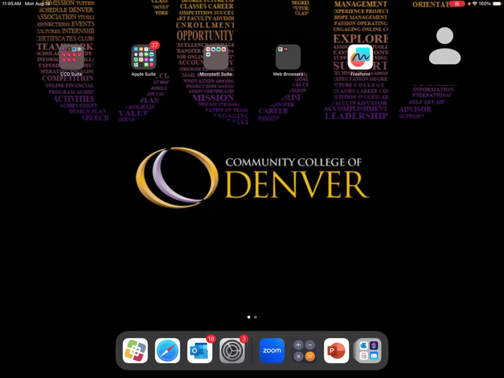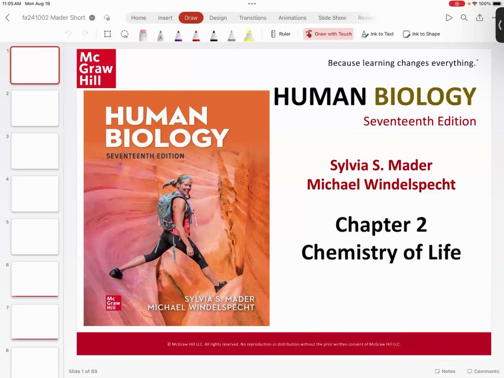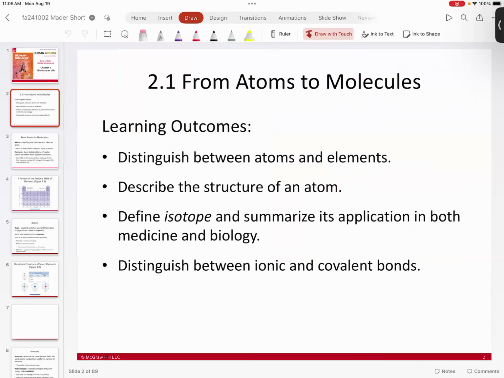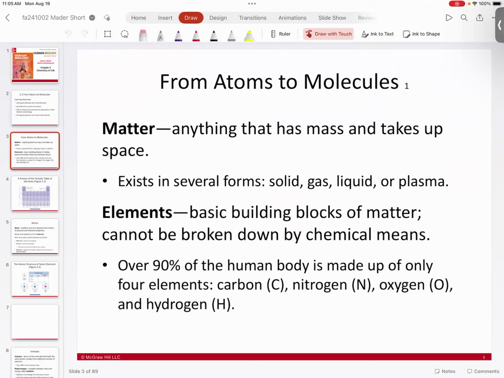Okay, so this is chapter 2, and chapter 2 is going to be all about chemistry. So we're going to be taking a look at, first of all, matter. And so basically, matter is defined as anything that has mass, or anything that takes up space.